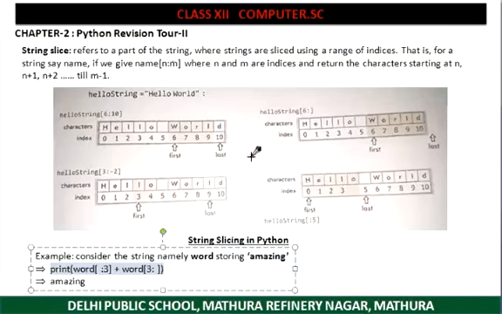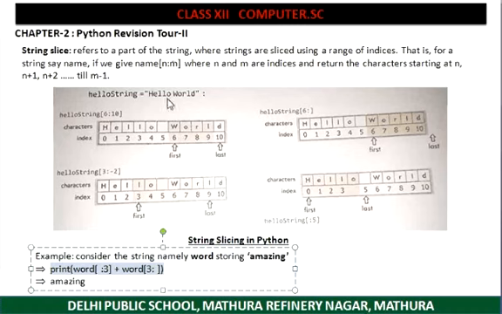Well, now the topic is string slice. String slice means extract a substring from the given string. With the help of indices you can extract the string. You need to give the indices in square brackets. Here n is the starting index and m is the last index. So it will start from n, n plus 1, n plus 2 and go till m minus 1.